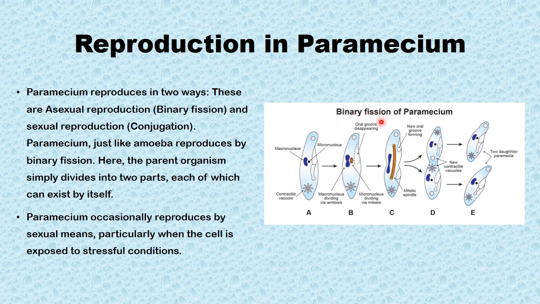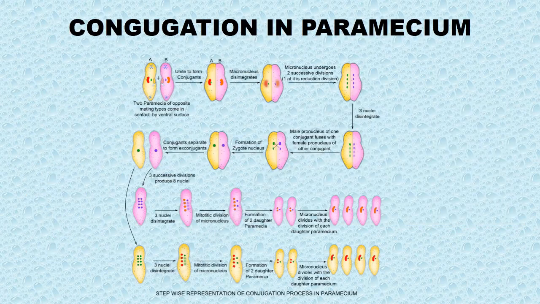Now, this is the pictorial representation of binary fission in paramecium. So, as you can see, we start from one cell which divides mitotically to produce two exact copies of daughter paramecium. Now, this is the pictorial representation of conjugation in paramecium. Now, as you can see right here, two paramecia of opposite mating types come in contact by ventral surface. Now, they unite to form conjugates, as you can see right here.